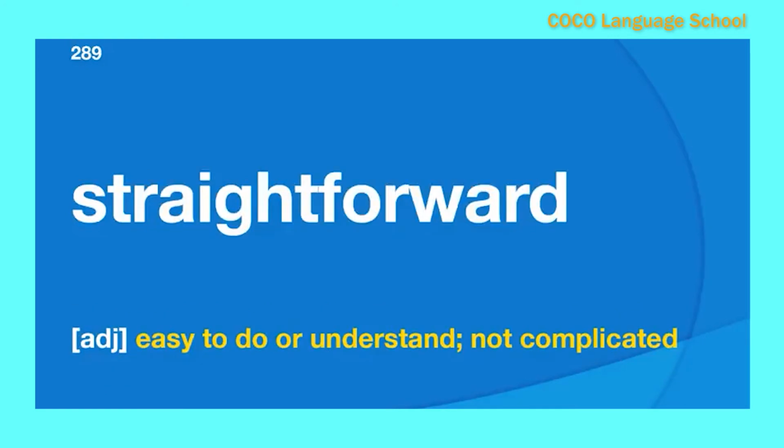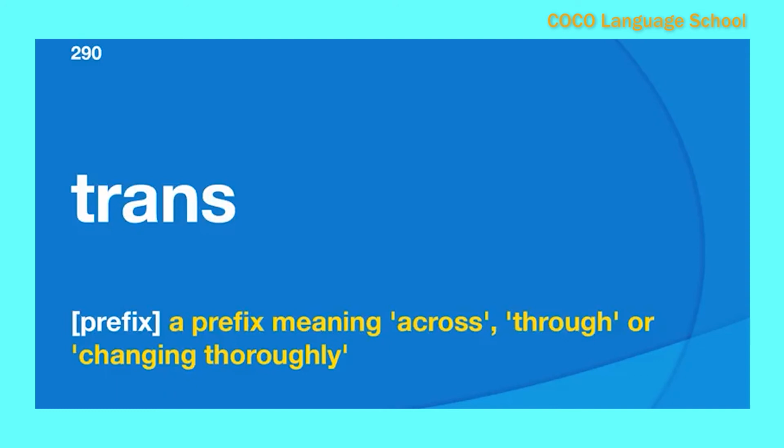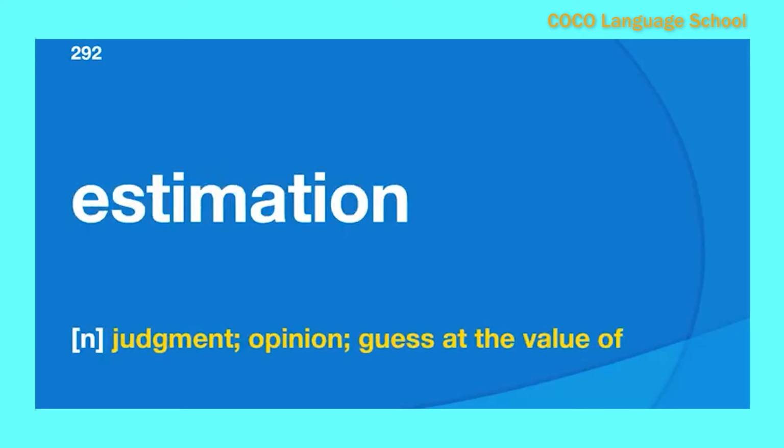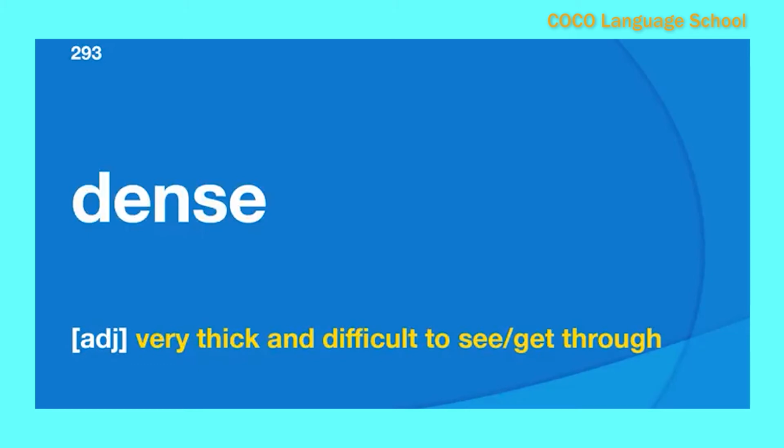Easy to do or understand, not complicated. Straightforward. A prefix meaning across, through, or changing thoroughly. Trans. A statement of what will happen next. Prediction. Judgment, opinion, guess at the value of. Estimation. Very thick and difficult to see or get through. Dense.